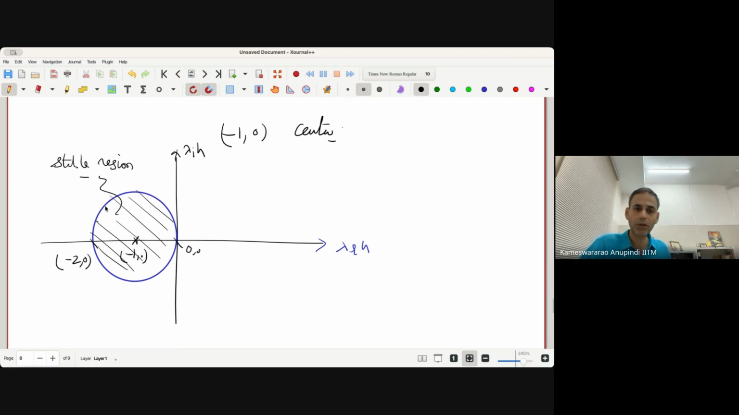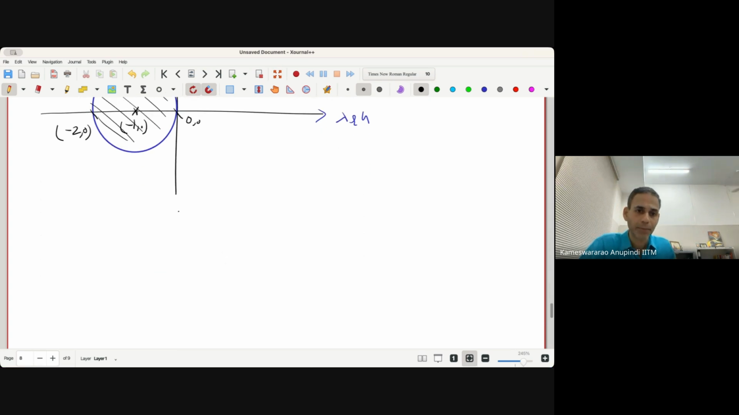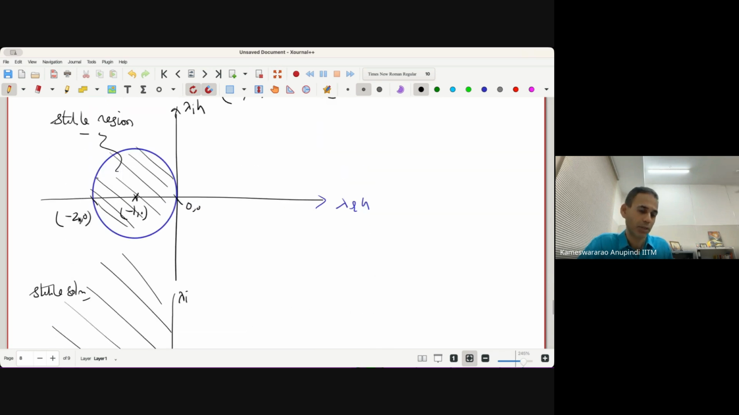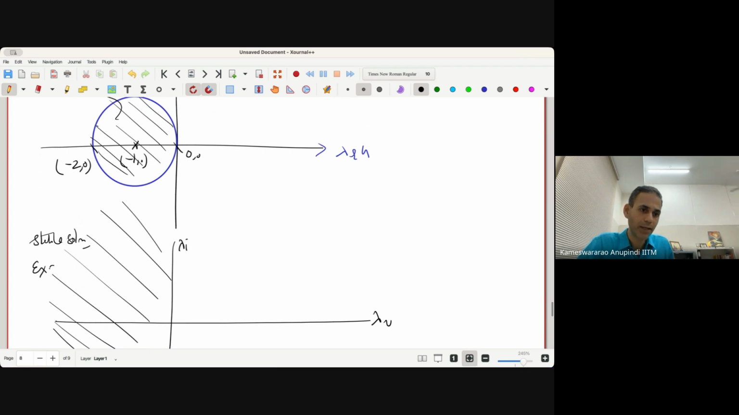That means you can now connect this with the exact solution. In the exact solution, what we said is that when we had lambda r and lambda I, the entire negative axis is our stable solution, right? So this is for the exact analytical solution. That means you are able to find the exact solution if your lambda r is less than or equal to 0, irrespective of whatever is lambda I.